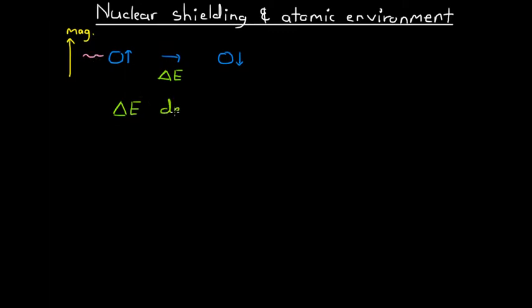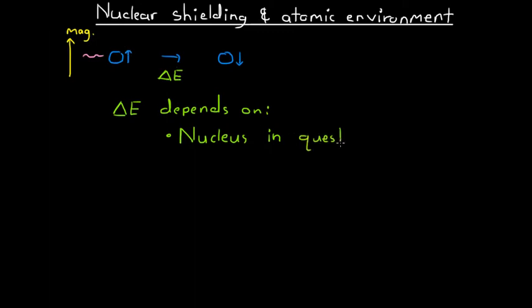So how does delta E change? Well, delta E depends on a couple of things. Delta E depends on the nucleus in question. We know that only nuclei containing an odd number of nucleons are even viable candidates for having nucleon spin and a delta E.